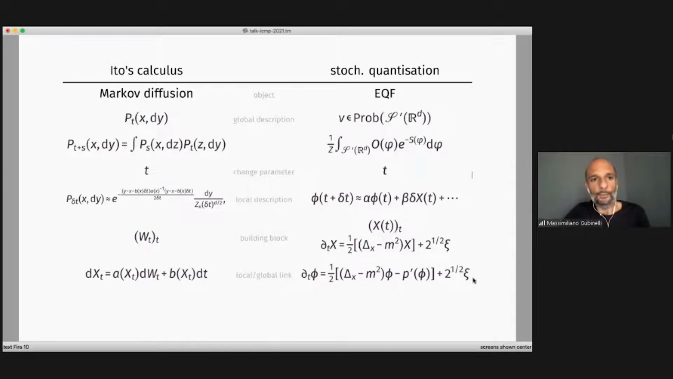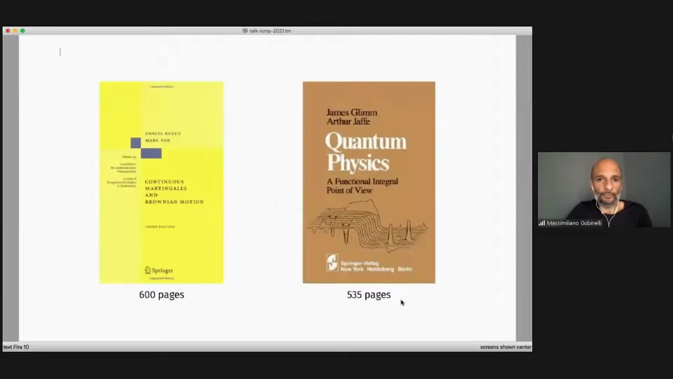So if you interpret Ito calculus as stochastic analysis of Markov diffusion, then I want to interpret stochastic quantization as a stochastic analysis of an Euclidean quantum field. Okay, the fact that it's a Markov process is not very important to me. And I don't think it's actually very important overall for the final goal. It happens that it's a Markov diffusion, okay?